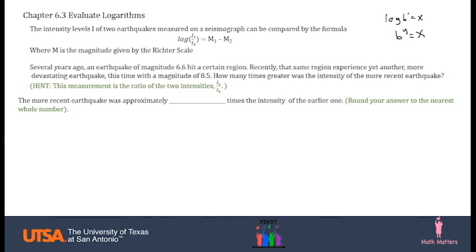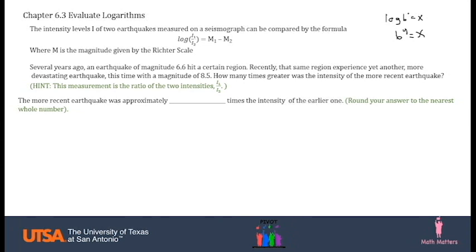Several years ago, an earthquake of magnitude 6.6 hit a certain region. Recently, that same region experienced yet another more devastating earthquake, this time with a magnitude of 8.5. How many times greater was the intensity of the more recent earthquake?